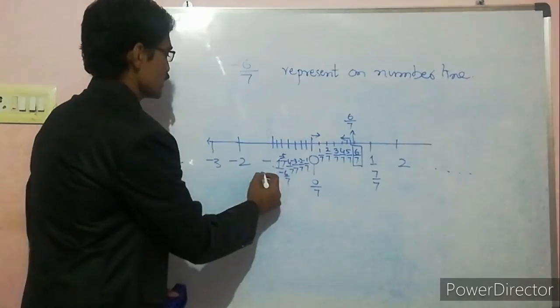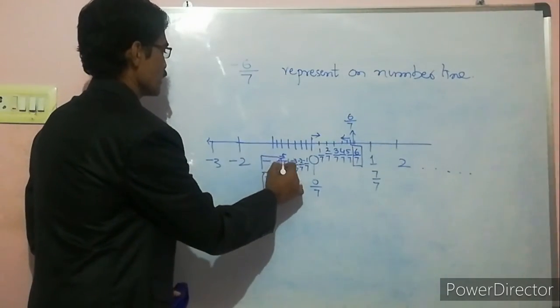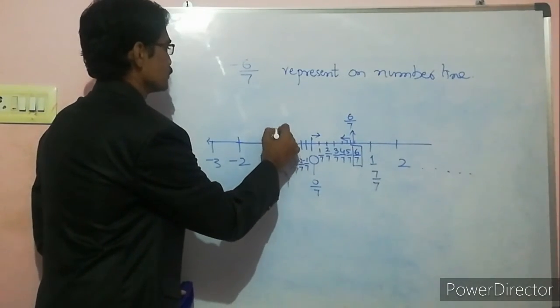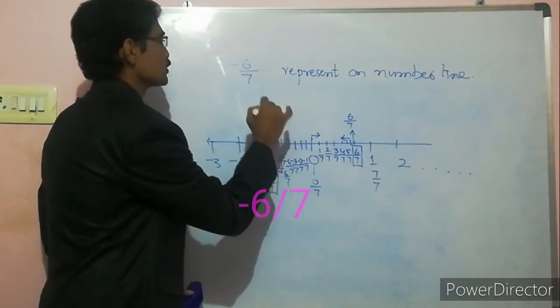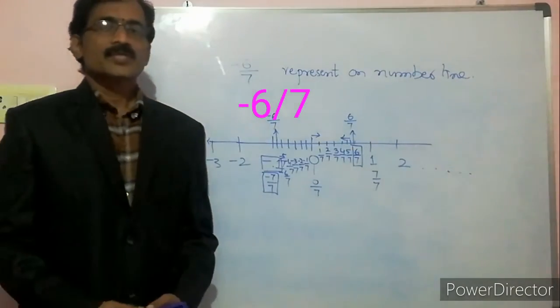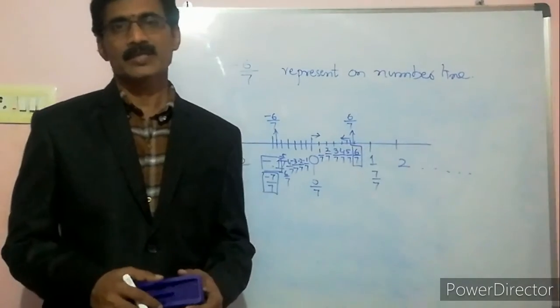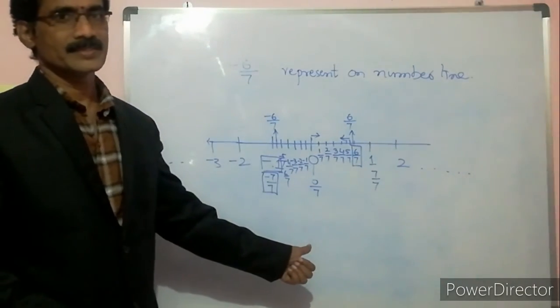So when you get minus 7 by 7, that equals minus 1. So you have minus 6 by 7 here. So in this way you can represent any rational number on the number line.